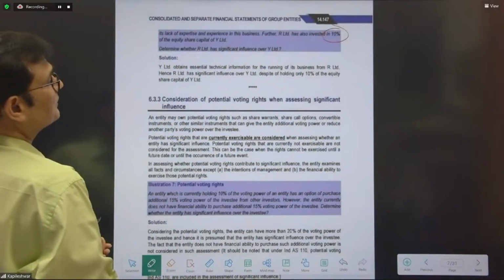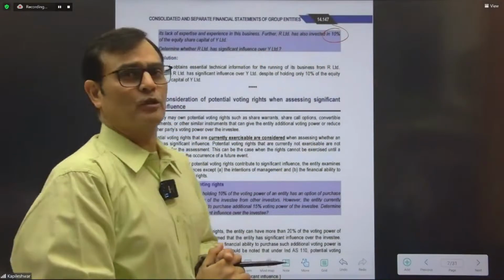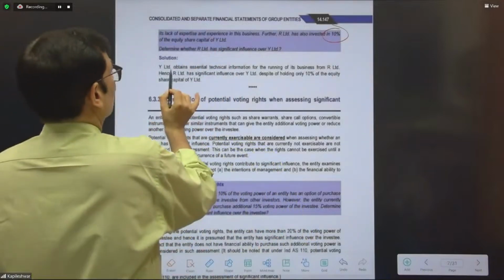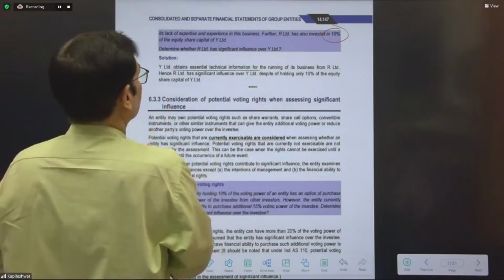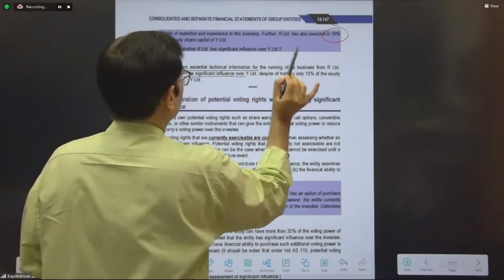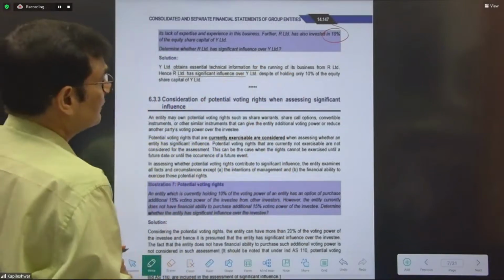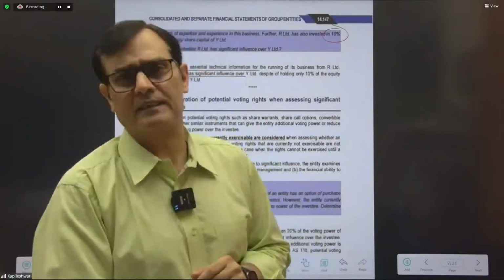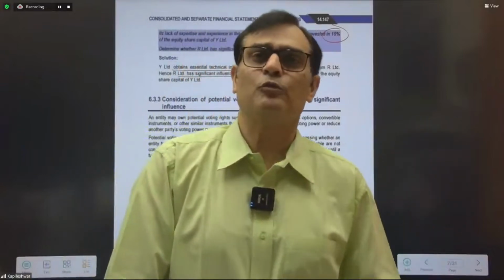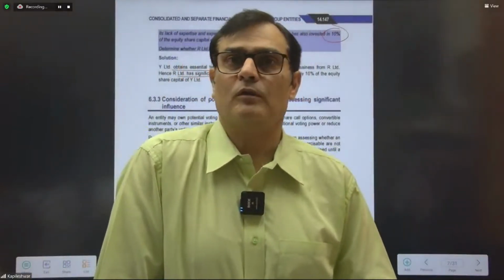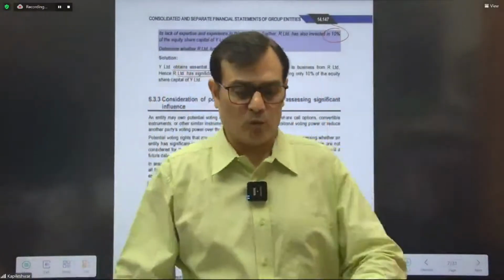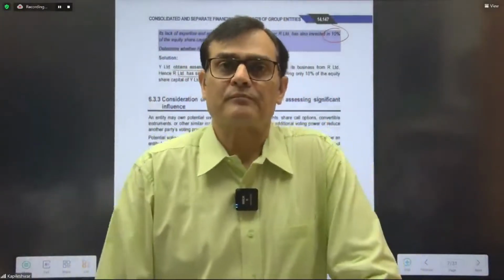So with a less than 20% stake, but there is a provision of essential technical information, this might indicate that Y obtains essential technical information and therefore R can have a significant influence even though the stake is below 20%. I think these are fairly simple examples. So I made a very quick run through on them because we've got a lot more important agendas for discussion. So let's take a quick recap on what we have discussed so far.